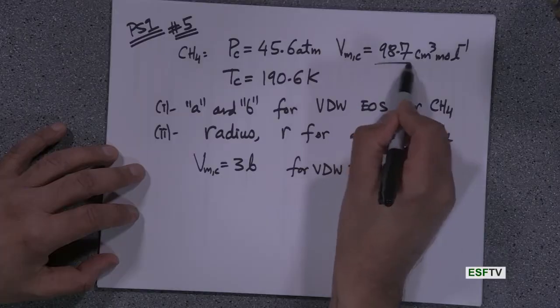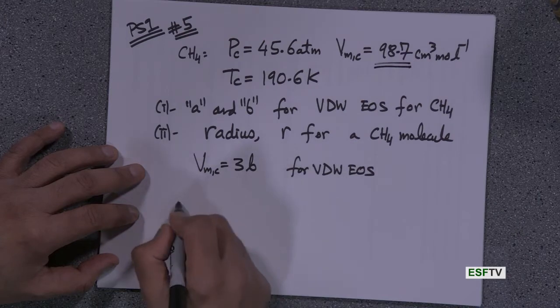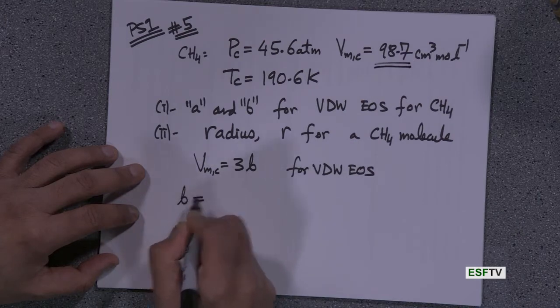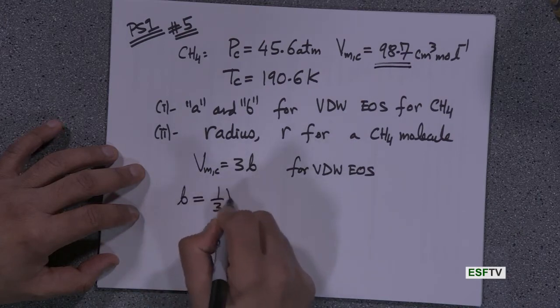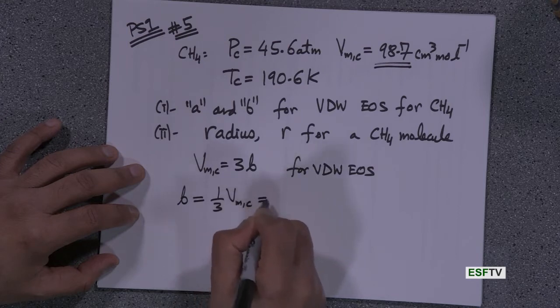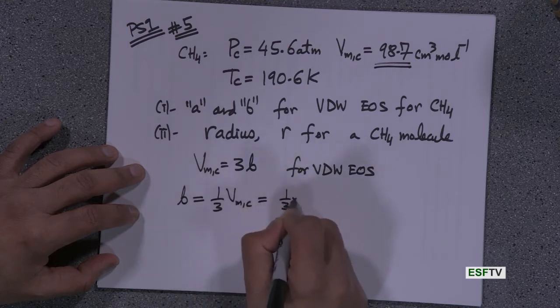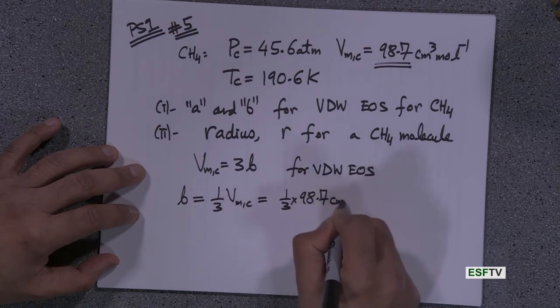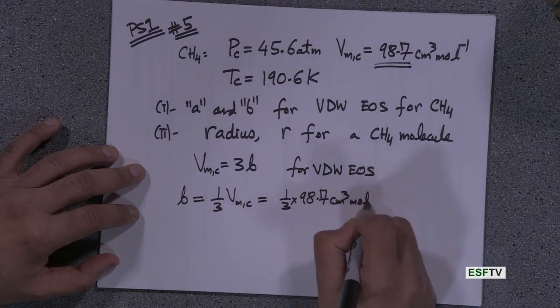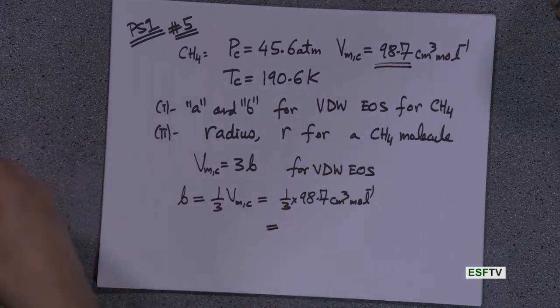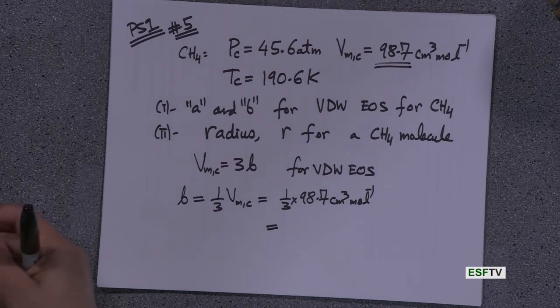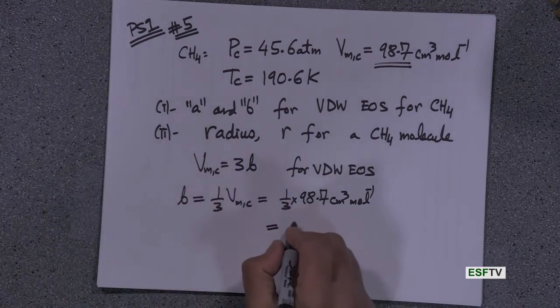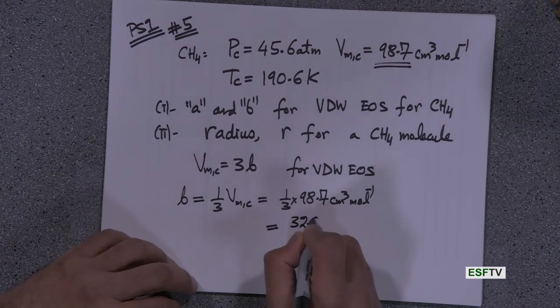Here we are given information for this. So what we can say is if we want to calculate B, that is 1/3 of V molar critical, and that is 1/3 multiplying 98.7 centimeter cube per mole, which is 32.9 centimeter cube per mole.